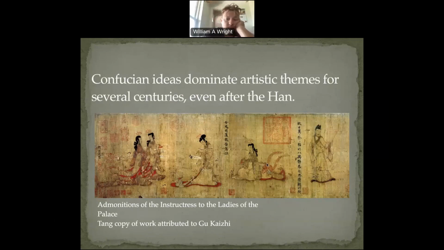This one, we see this panel, almost like a comic, giving admonitions of the instructions to the ladies of the palace. Basically, it's a Tang copy of an artwork done in the Han Dynasty. It's basically like a visual aid for acting right, having proper manners as a lady of the palace and things like that. And so this art is common for the time.